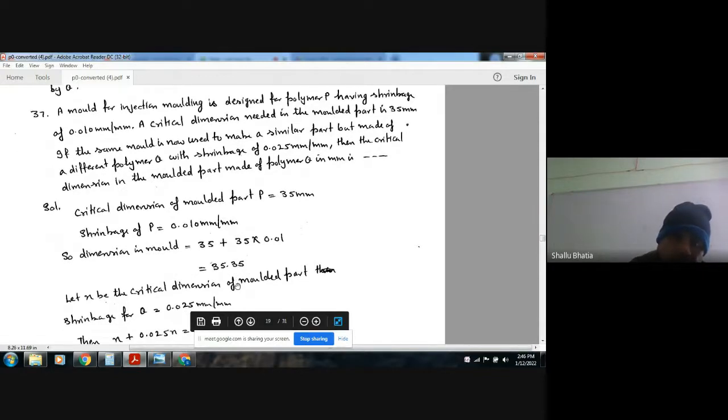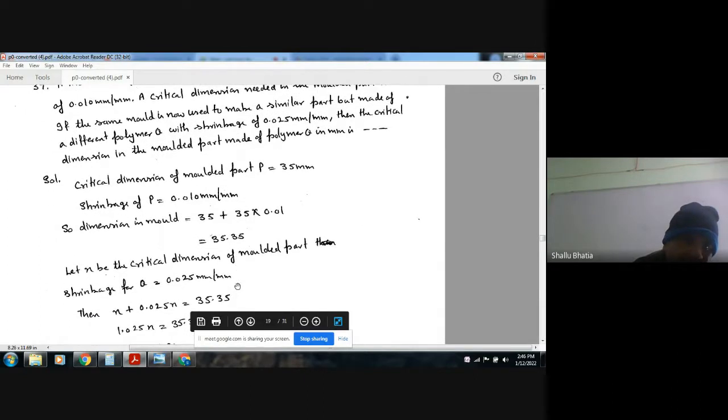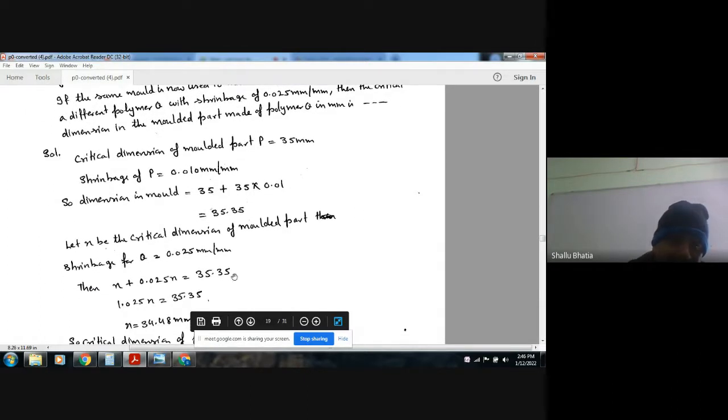Now the mold is just the same for the second part also. So let x be the critical dimension of the second part, and the shrinkage given for the second part, that is Q, is 0.025 mm per mm. So the dimension of the mold is the same, 35.5.